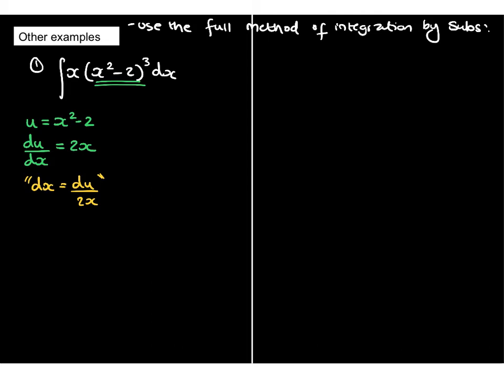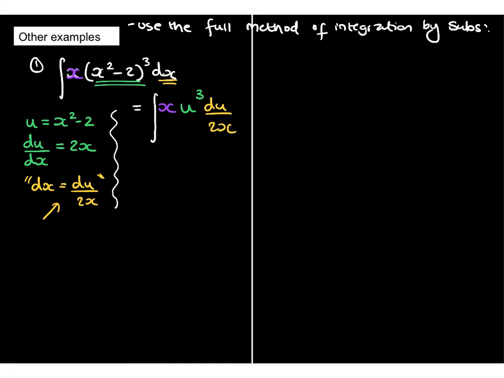So let me go back to my integral. I'm just going to make myself a little bit of space here. And my integral is the integral of, now, there's an x here, which I'll leave there. And then we've got u raised to the power of 3. And then in place of dx, we're going to replace that with this, du over 2x. Now, notice something.